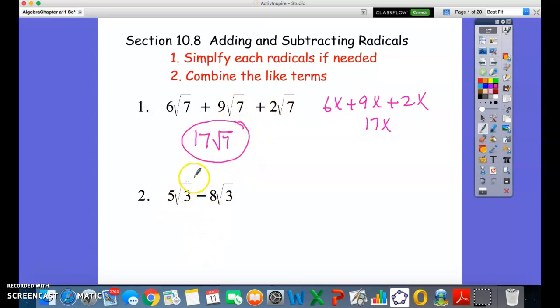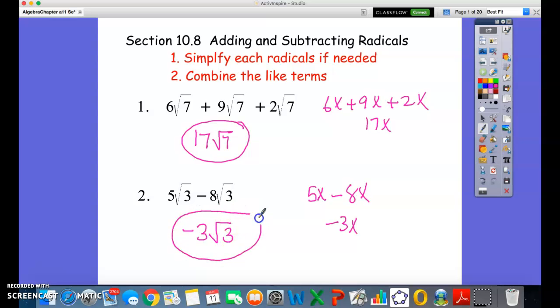Now 5 square root of 3 minus 8 square root of 3. So the radicals are same, so they are like terms. This is same as 5x minus 8x, so we get negative 3x, right? The same way, instead of x, we have square root of 3. So negative 3 square root of 3 or negative 3 radical 3.